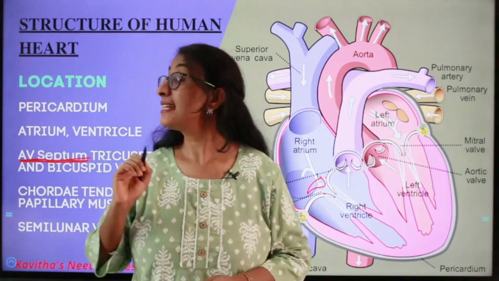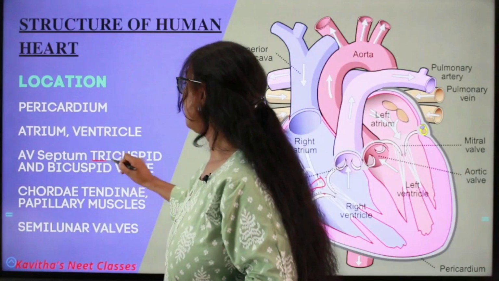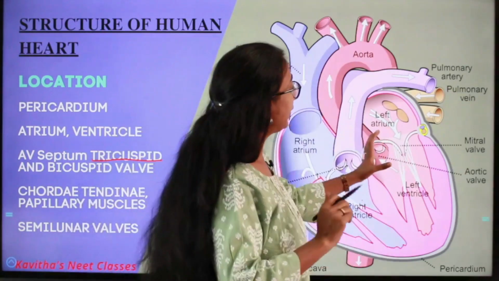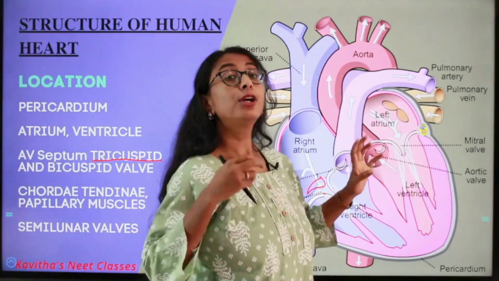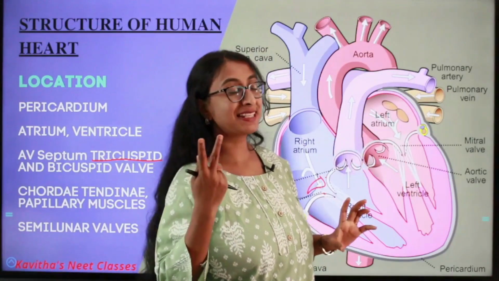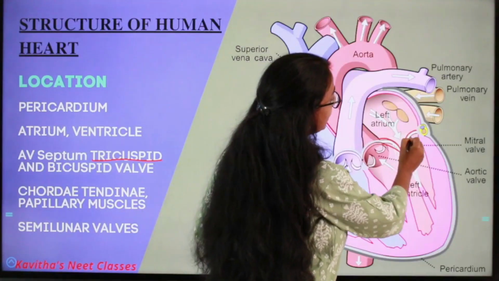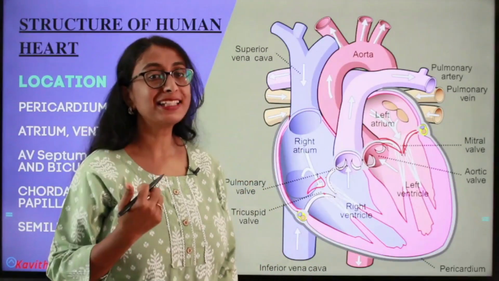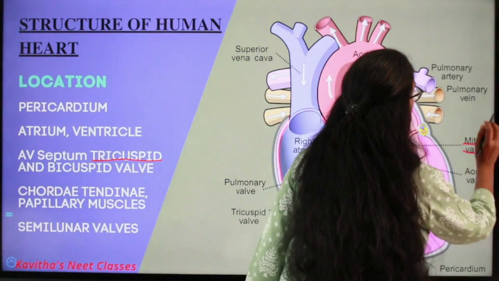Hence, it is called the tricuspid valve. And on the left side, you can see that the atrioventricular septum is guarded by 2 flaps or cusps. Hence, it is called the bicuspid valve. Here you can see there are 2 flaps or cusps. It is called the bicuspid valve, or it is also called the mitral valve.